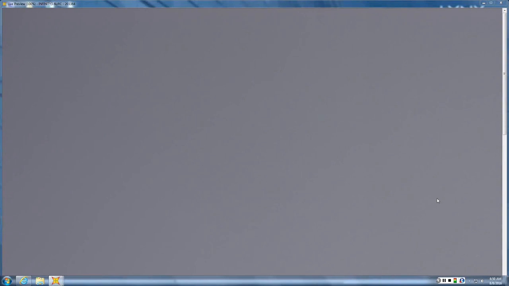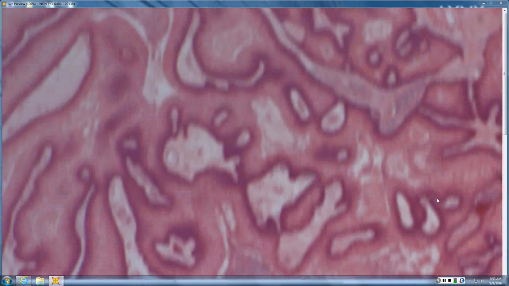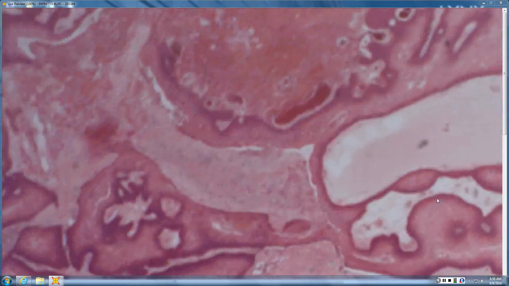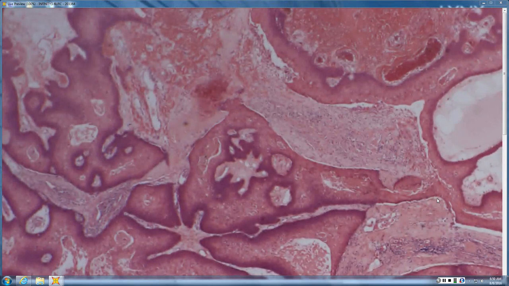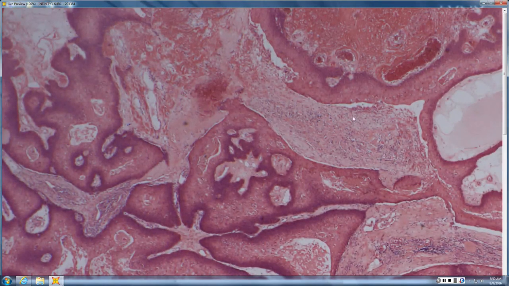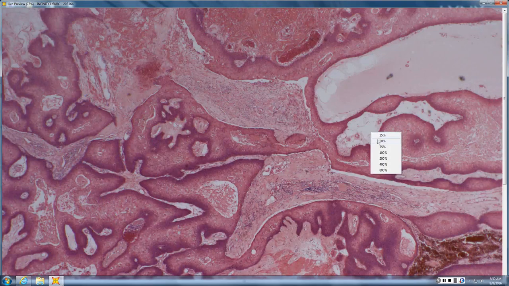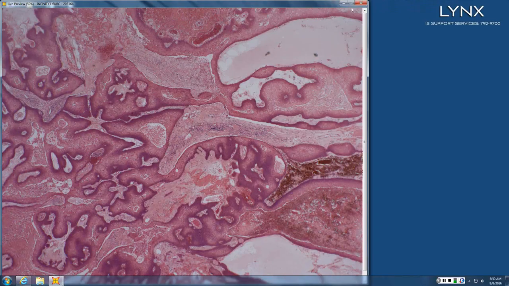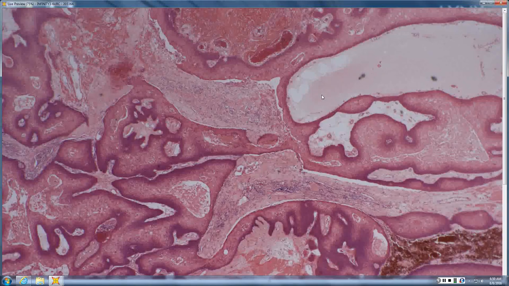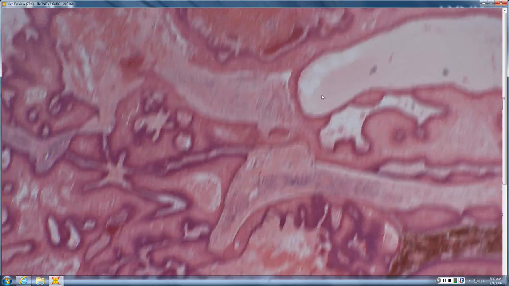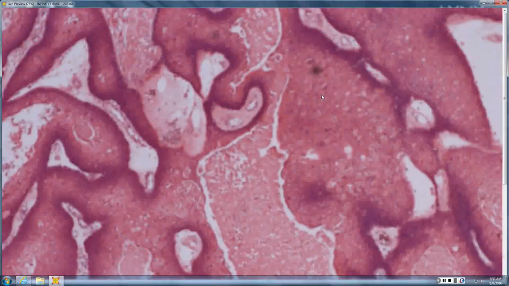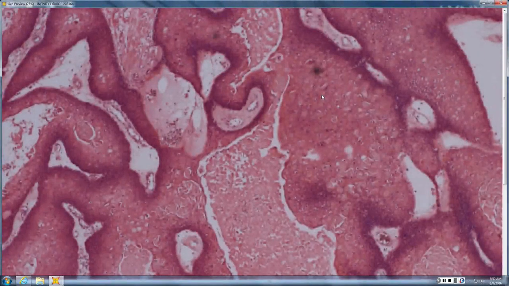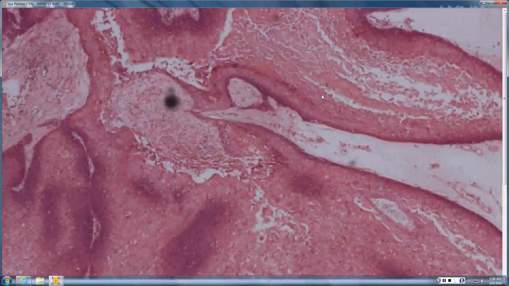Alright, number 2. This should look familiar. Let me put this in focus for everybody at home. That was terrible. Sorry, guys. There, that's a little better. So it's at least representative of what we're looking at. So, anybody? This is what we call the rolls and scrolls. Proliferating. So, yeah, proliferating pilar cyst.